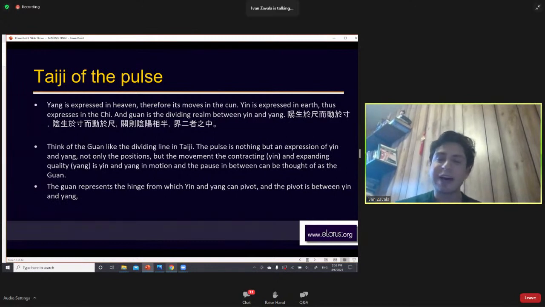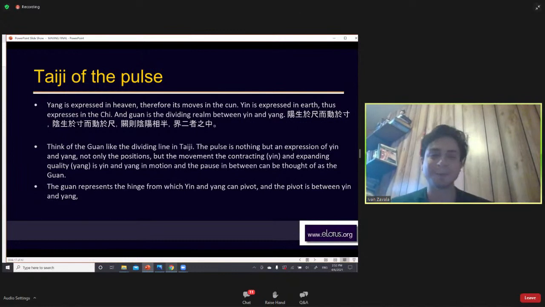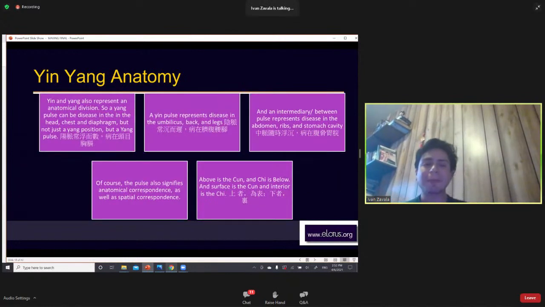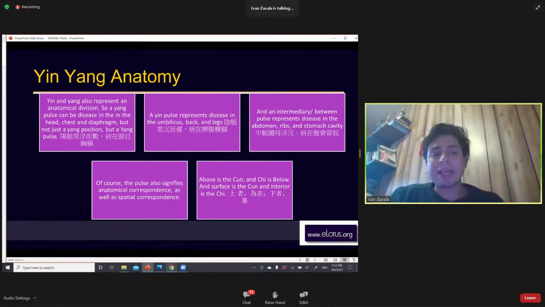It's kind of like the dividing line between our world and the underworld, the Chi, right? So as I say, yin yang can also represent an anatomical division. So a yang pulse can be a disease in the head, chest, and diaphragm, but not just a yang position, but a yang pulse, right?